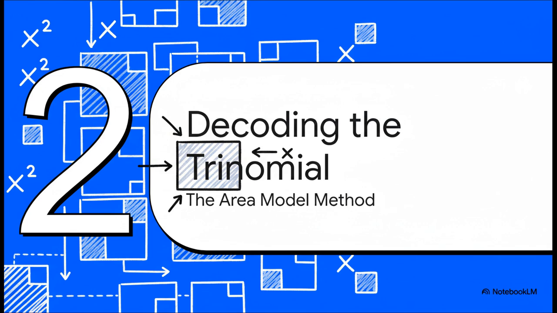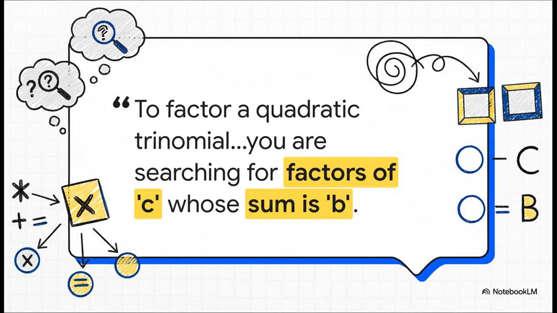Now let's get to the heart of the code, the trinomial. And for this, we're going to use a really cool visual method to decode it called the area model. So here's the deal. When you're staring at that ax squared plus bx plus c format, the whole game is basically a number hunt. It's a puzzle. You're looking for two secret numbers that have to multiply to give you that c term at the end, but they also have to add up to give you that b term in the middle.